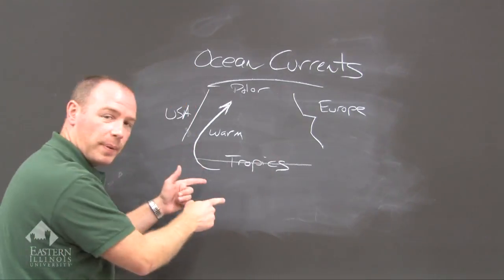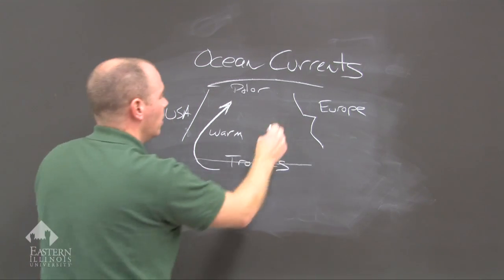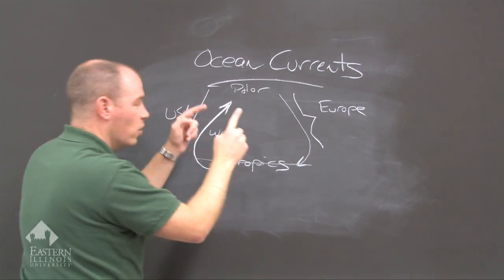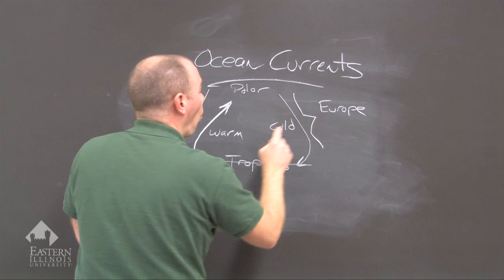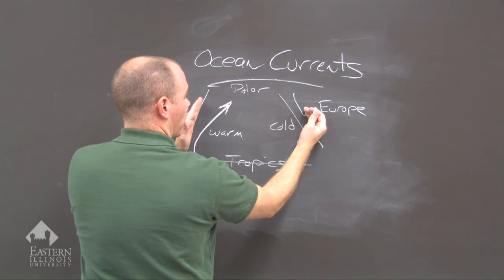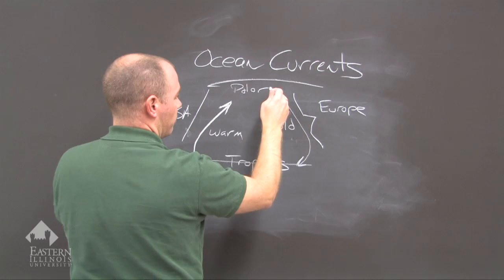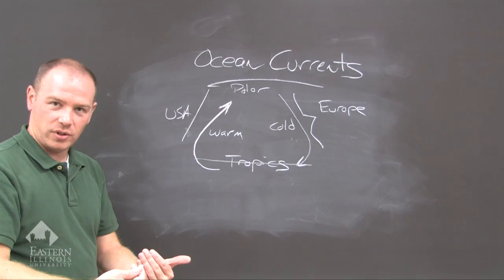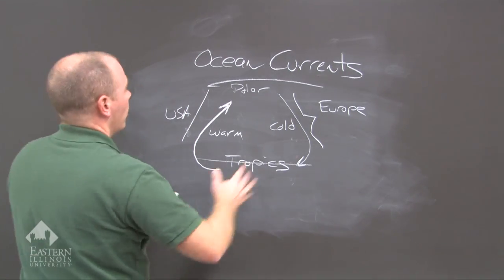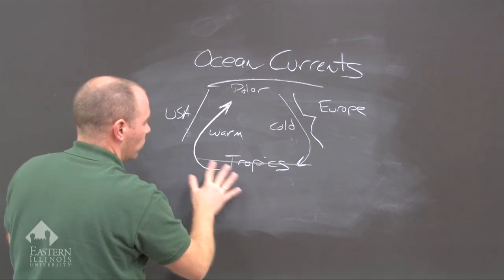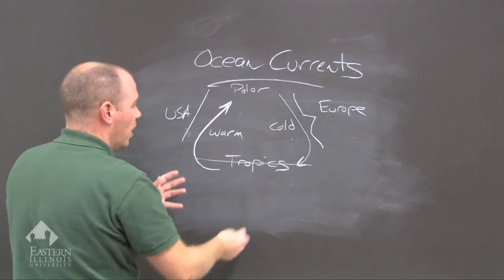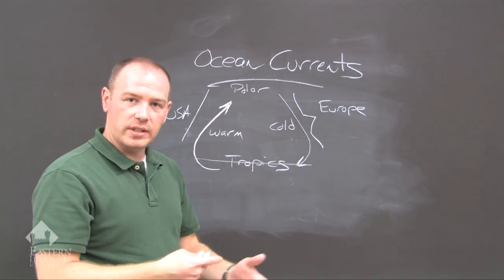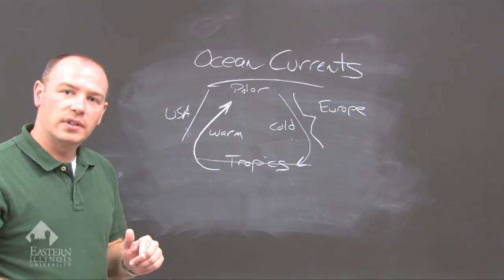On the other hand, so the tropics do not get too hot, we have a cold current that moves from the north to the south. So on the eastern side of the basin, the oceanic basin, we have cold currents that move from the north to the south to help bring down those tropical temperatures. So now we've got this moderation, warm, cold in the northern hemisphere. The same situation occurs in the southern hemisphere.